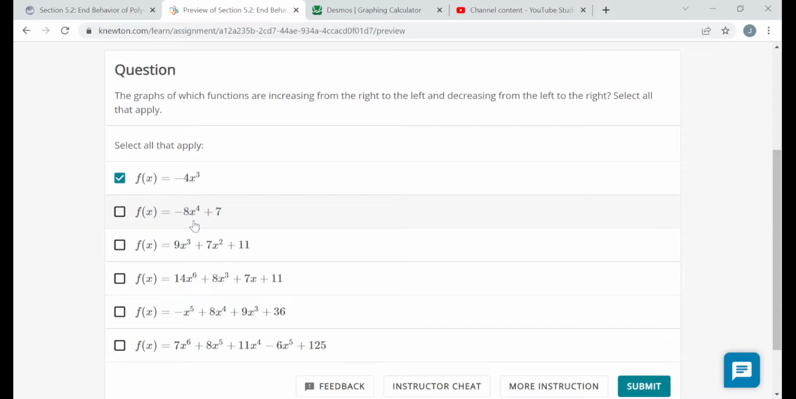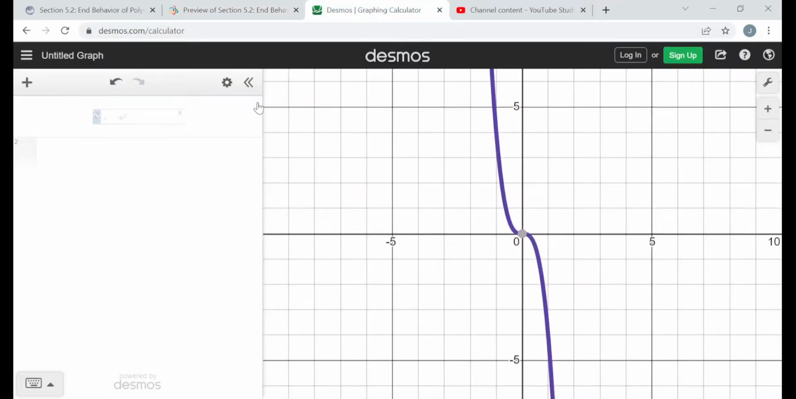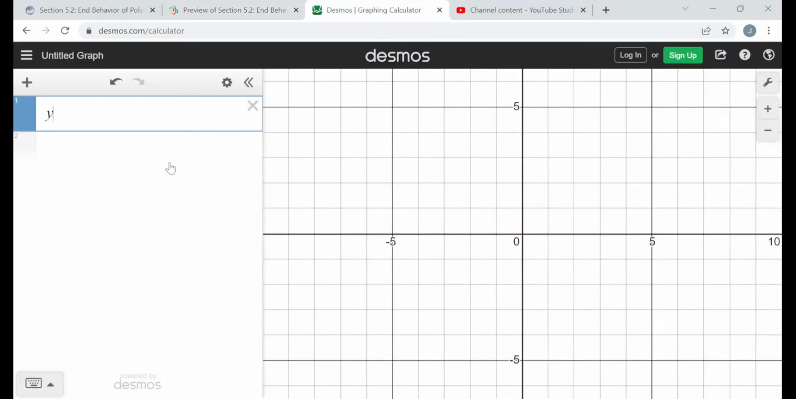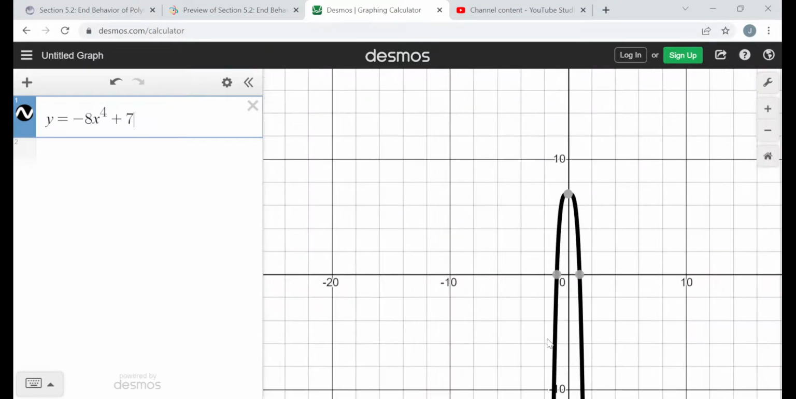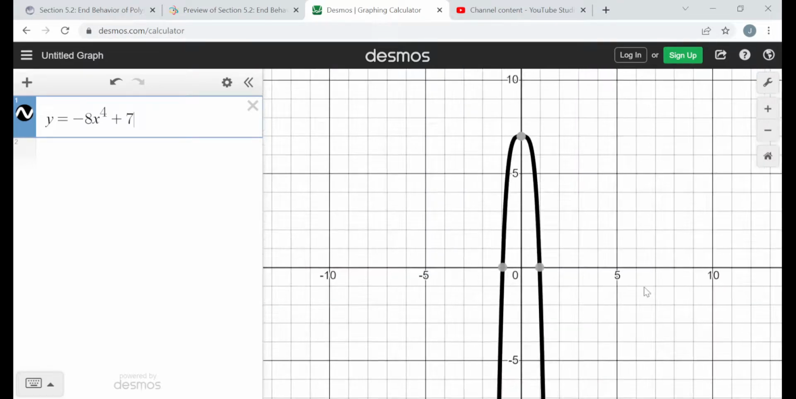So this has an even degree. The highest power I'm seeing is 4. This is a degree 4 polynomial, even. Now it has a negative lead coefficient, meaning it's going to be going down on both sides forever, right? So we can see that here. y equals -8x to the 4th, plus 7. And you see how on both ends, if you go to the right, go to the left forever, you're going down on both ends. Right, down, down.